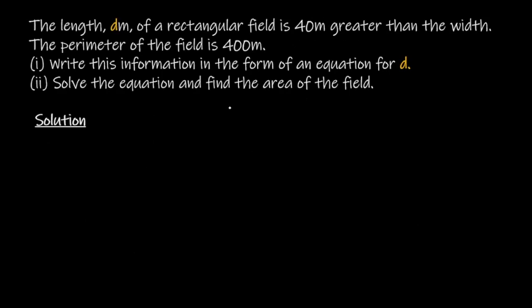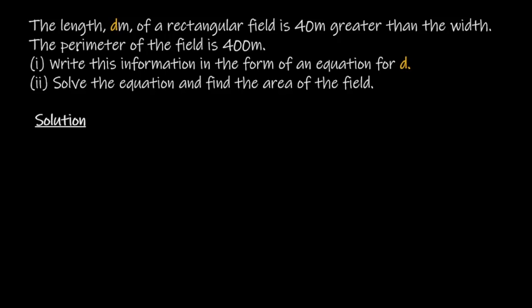Alright, so let's have a look at one final example. The length d in meters of a rectangular field is 40 meters greater than the width. The perimeter of the field is 400 meters. We have to write this information in the form of an equation for d and solve the equation and find the area of the field. Now there is a lot going on in this question.